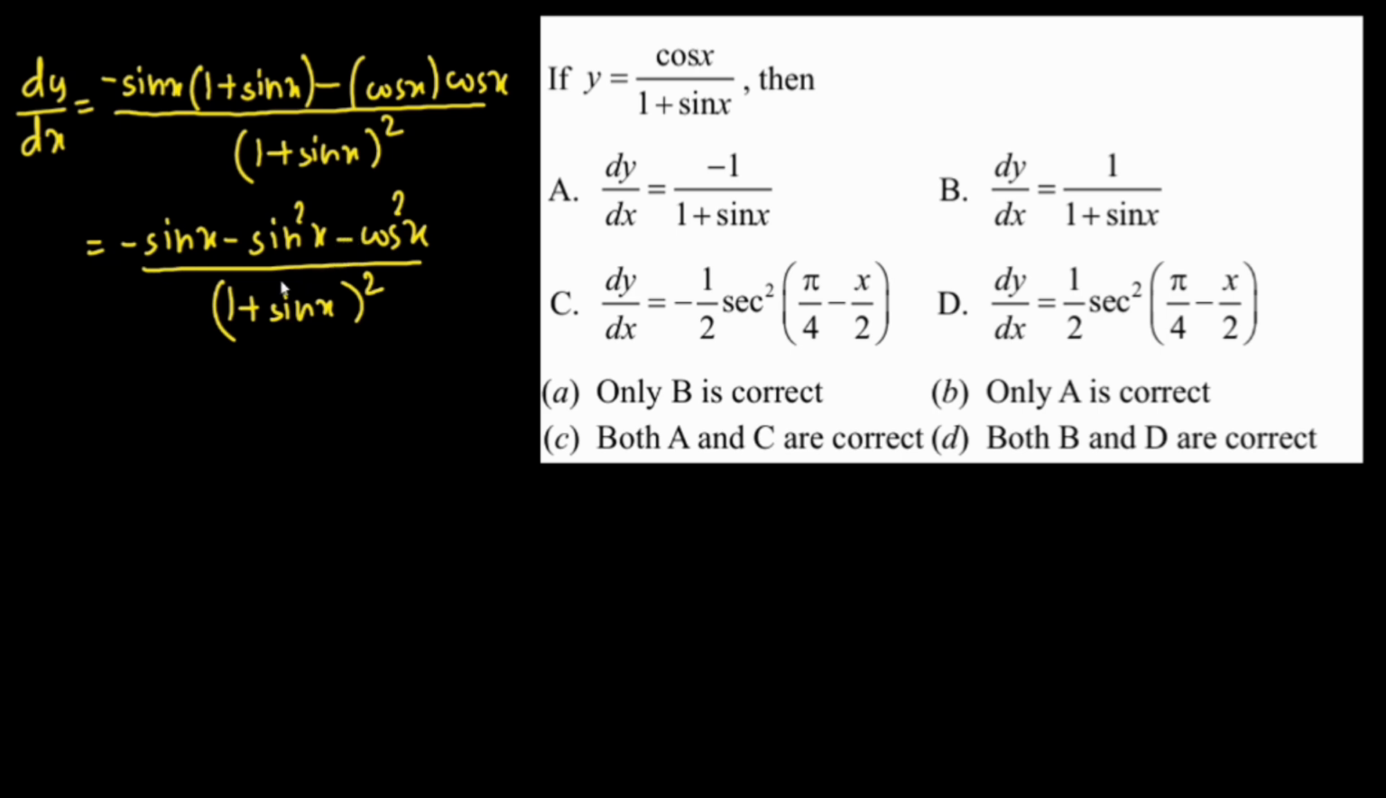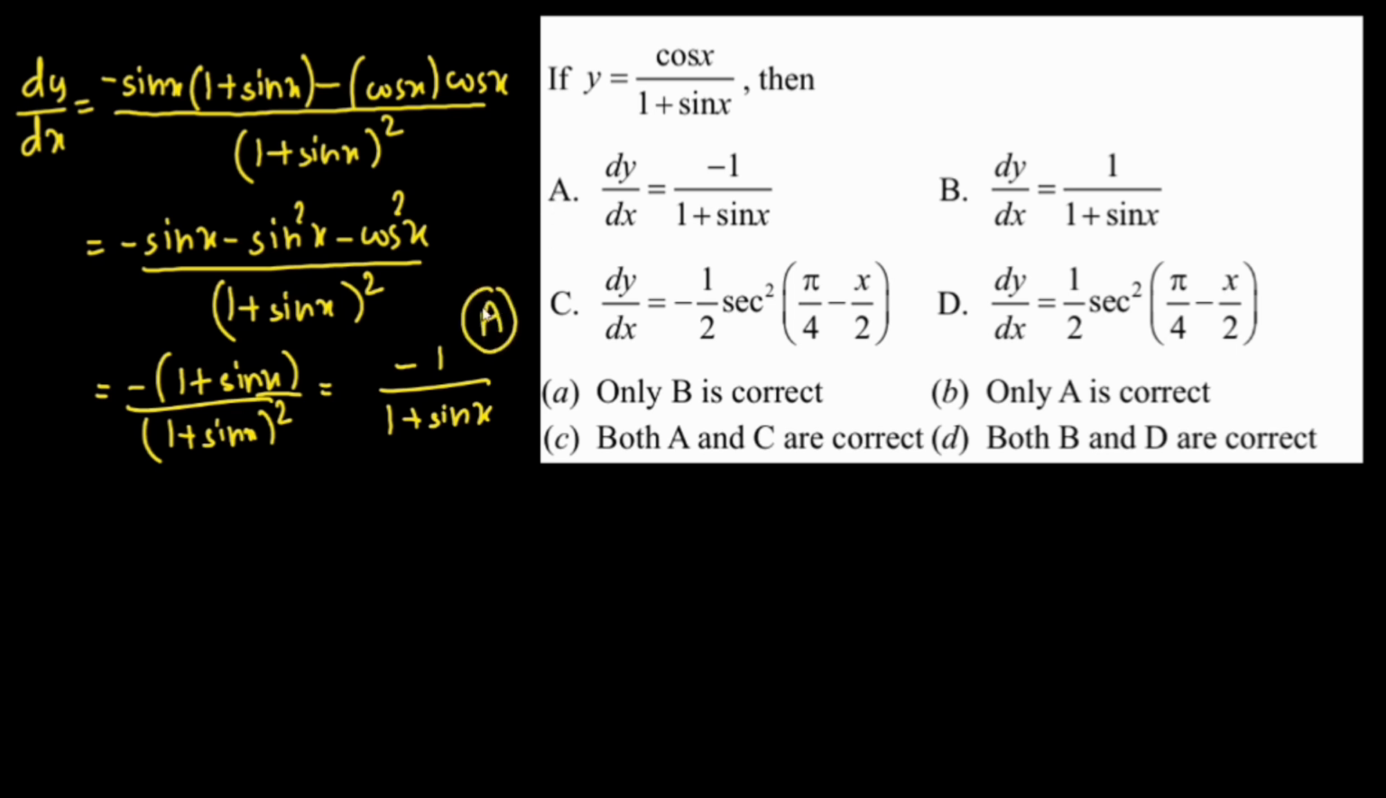So what happens to the numerator? It will be minus sin x minus 1. If I take out minus common from that, it will be 1 plus sin x divided by 1 plus sin x whole square. So in the denominator we have two terms, I can cancel out 1, so it will be minus 1 divided by 1 plus sin x. So this is in which option? In option A. So A is correct here.